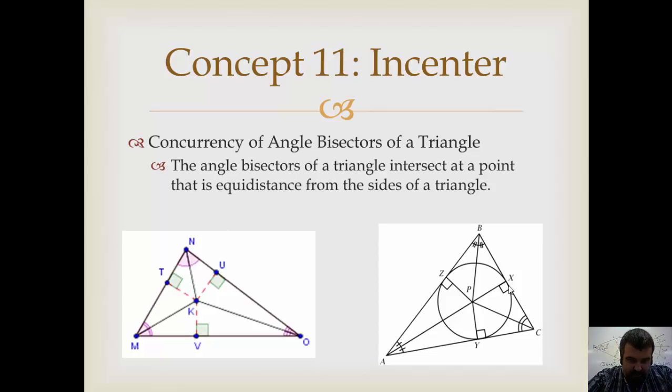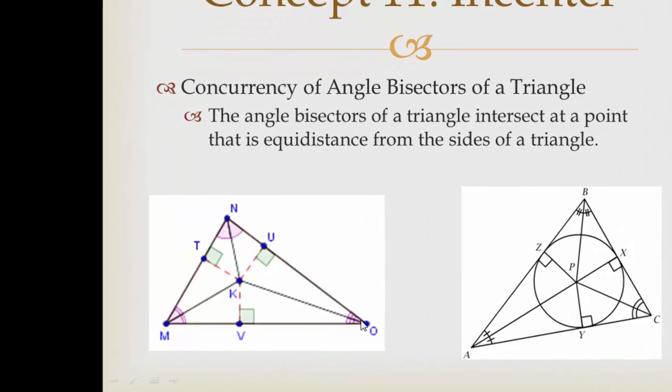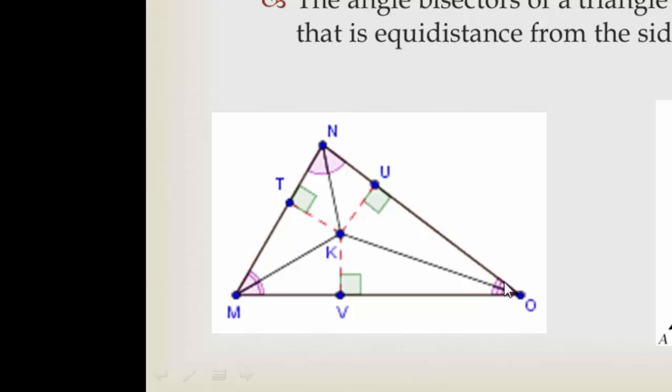If I look here, this here is an angle bisector. This ray NK is also an angle bisector. I really should be saying segments. The segment MK is also an angle bisector. They all intersect here at K, which is my incenter.